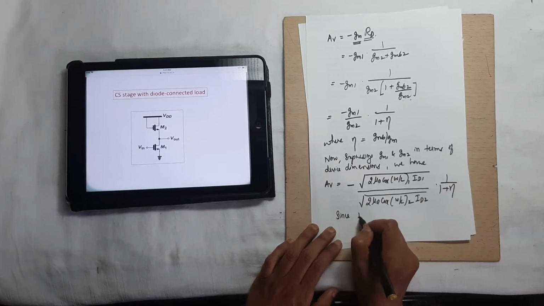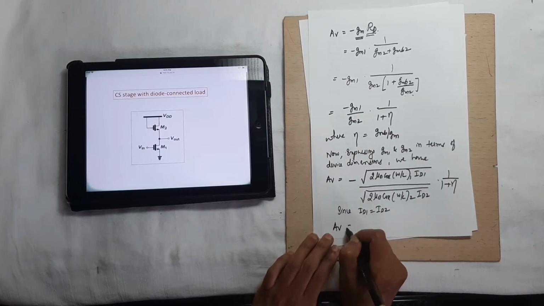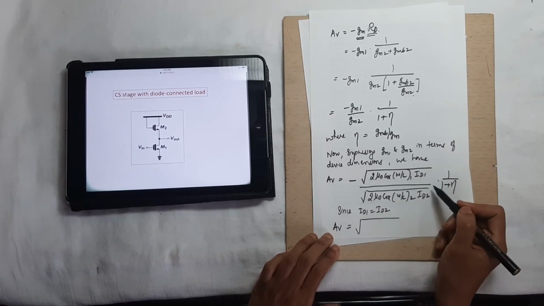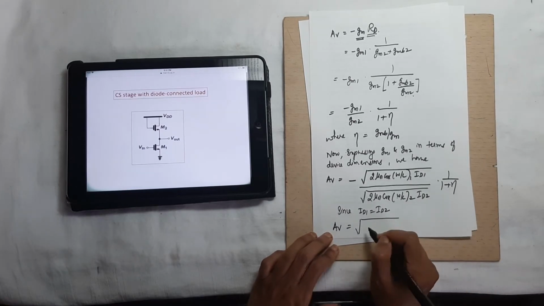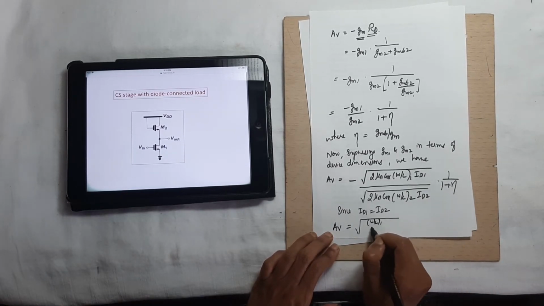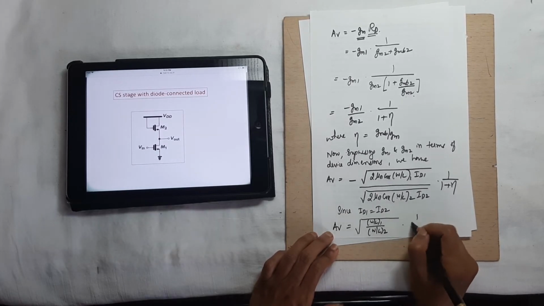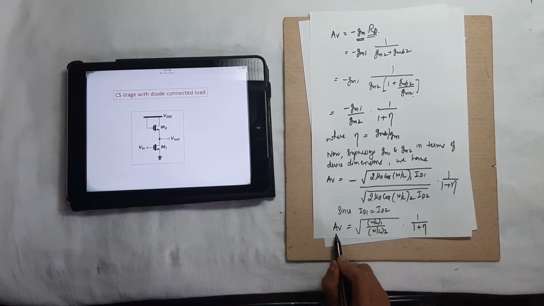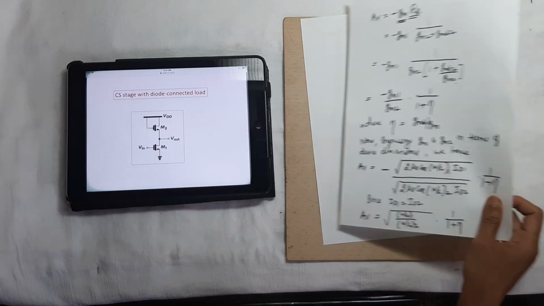Since ID1 is equal to ID2, we have AV equal to the square root of W by L of the first transistor divided by W by L of the second transistor, multiplied by 1 upon 1 plus eta. This is the expression of AV when we have a CS stage with a diode connected load.